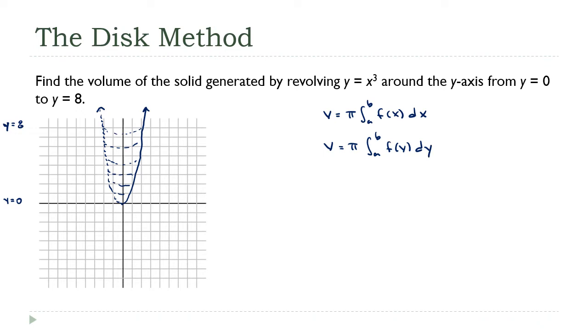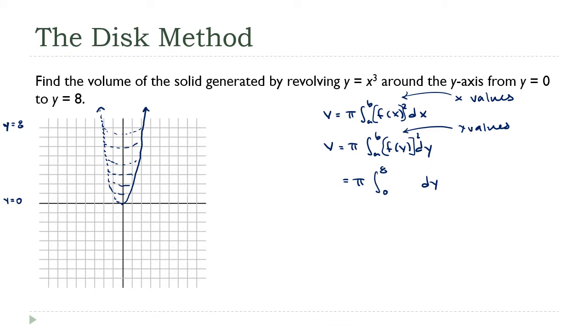And those a and b's up here are x values, and down here they're going to be y values. We were given two y values, right? We were given 0 and 8. Excuse me, I forgot to square the function here. Square and square. So my formula here is going to be pi times the integral from 0 to 8 of something dy.